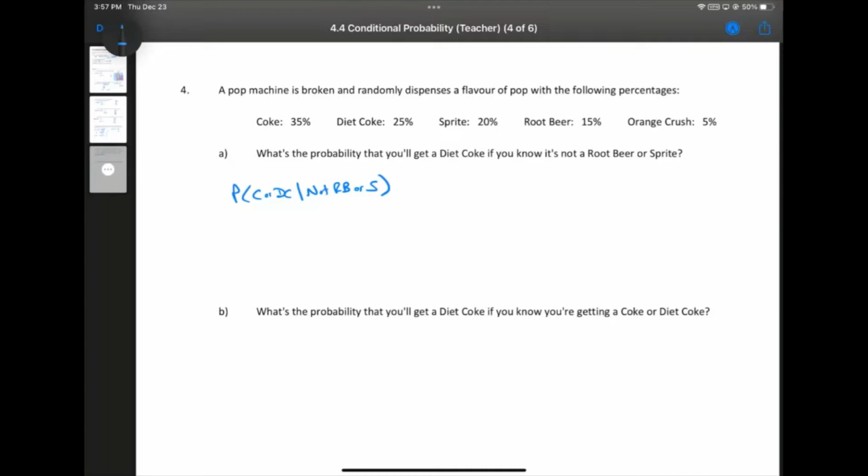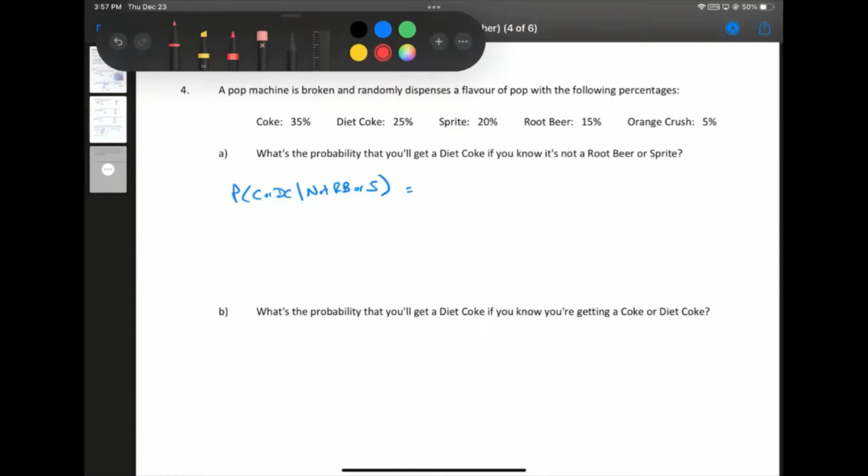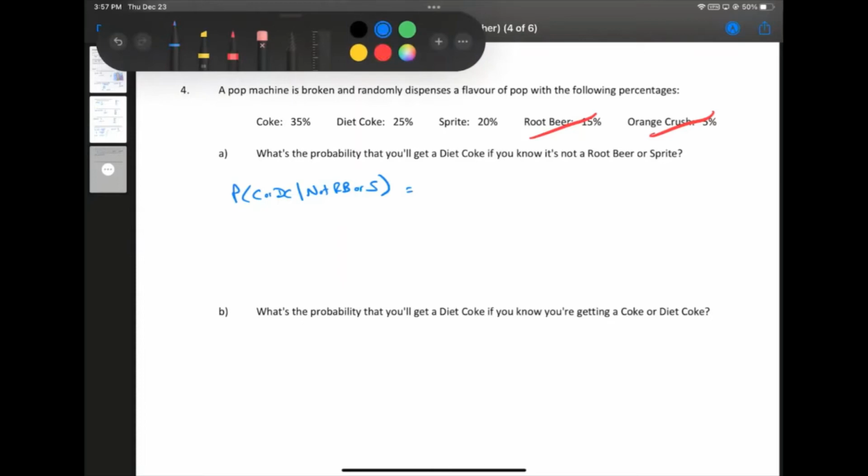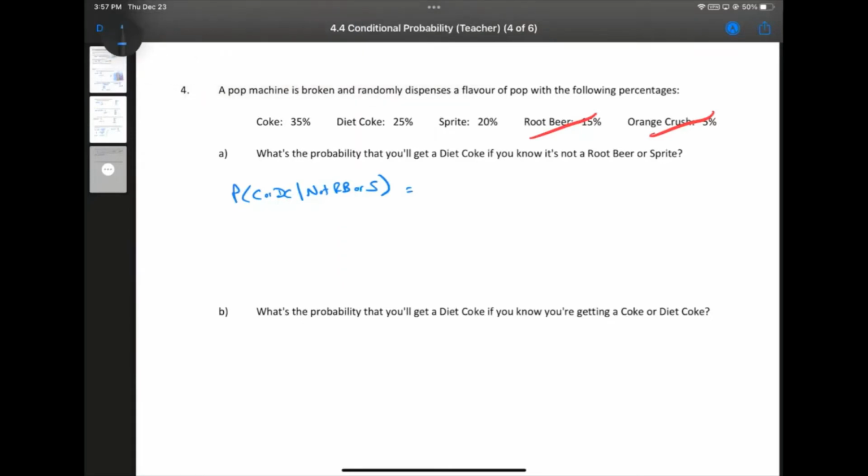So here's the way I want you to think about this. I want you to look at the list above and say we've got 35, 25, 20, 15, and 5. However, something has changed. Because we know that root beer and Sprite are no longer being dispensed, those are no longer possibilities. They're off of our list. Now what I want you to do is forget the fact that things should add up to 100% when you put them all together. And rather than redistribute those percentages, just take them as they are and say, okay, what's the probability that you get a Coke or Diet Coke?